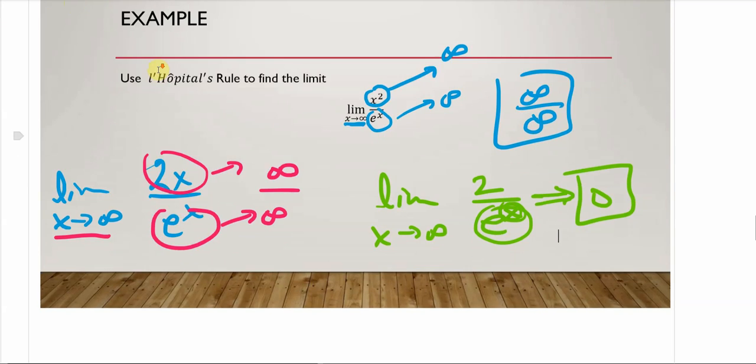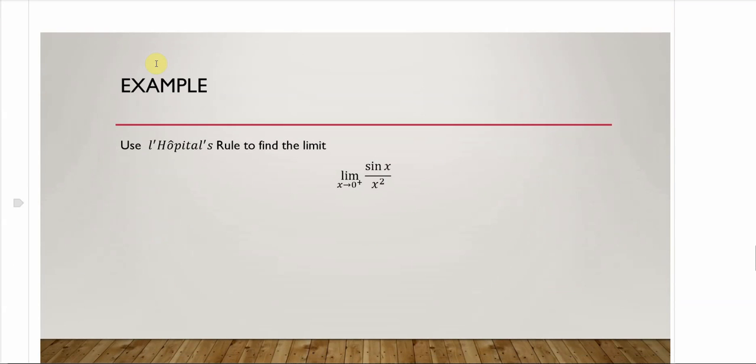Alright? Now let's do one more. Use L'Hopital's to find the limit. So in this scenario, when I plug in a 0, I'm going to end up with sine of 0, which is 0, and on the bottom I'm going to have 0 squared. That's still going to give me 0 over 0. I'm going to apply L'Hopital's. So I'm going to take the derivative of the top, which is cosine of x, over 2x.